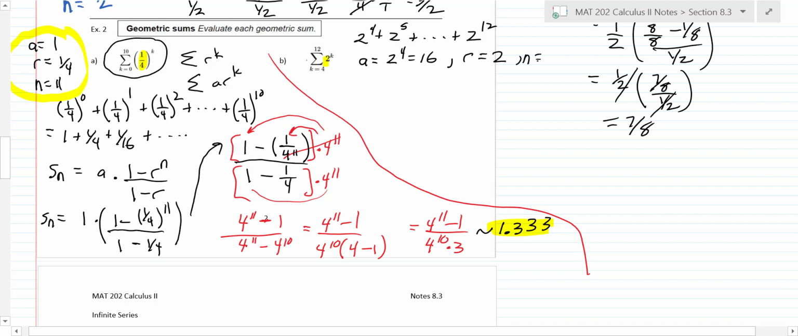How many terms are in this series? How many? 8. Not 8. Careful. When you do N, you can always go 12 minus 4 plus 1, because 12 minus 4 is 8, but since you started at 4, there's one more term. Or you can do this: 4, 5, 6, 7, 8, 9, 10, 11, 12.